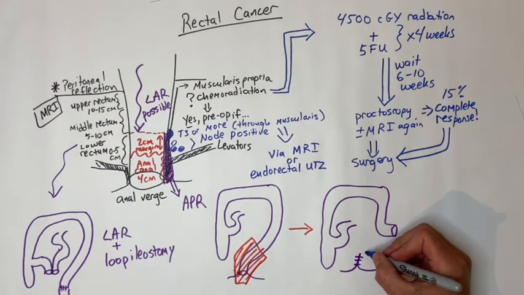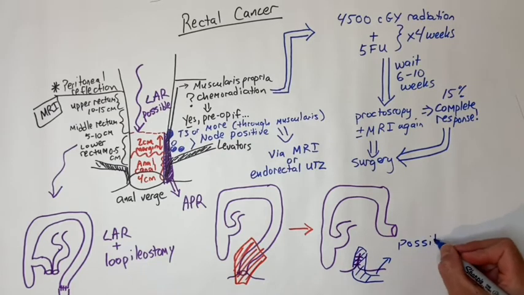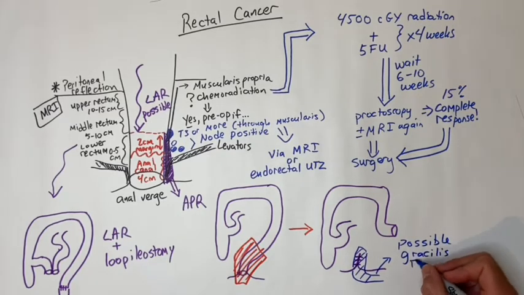Perineal wound breakdown after an APR, especially after radiation, will need a muscle flap such as a gracilis flap to heal. Maybe you should even do that prophylactically if the patient has been previously radiated.